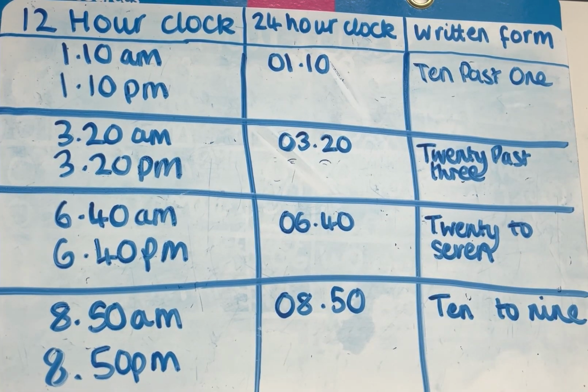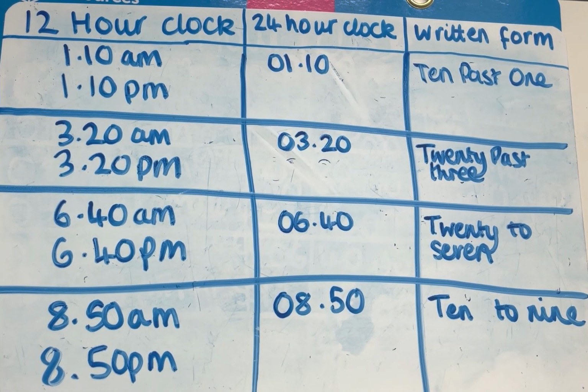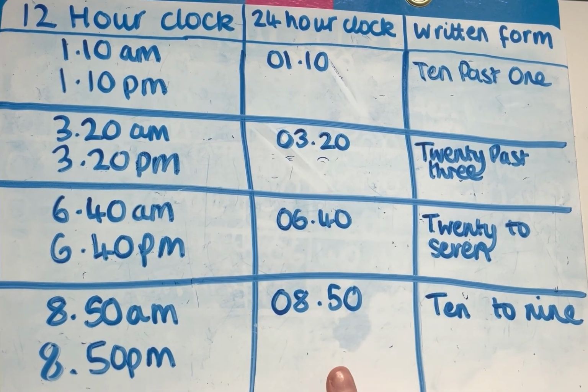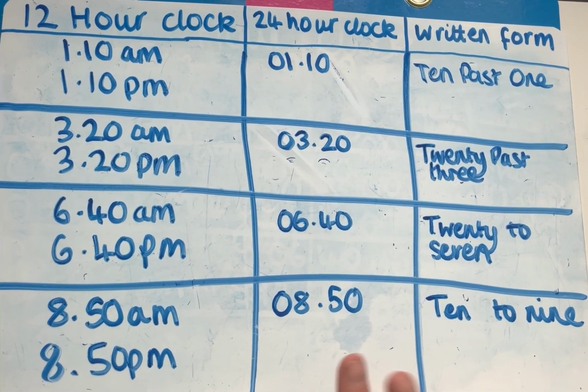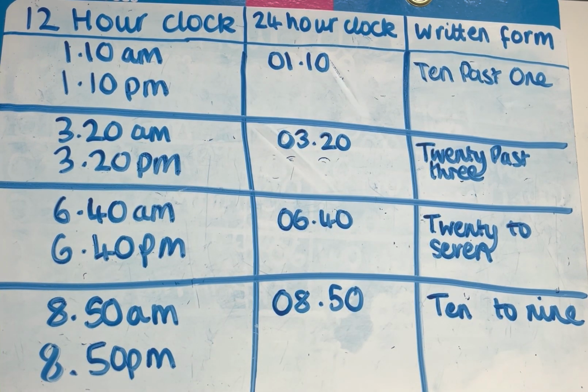Now, the written form would stay the same. So 1:10 in the morning would still be 1:10 in the afternoon. 3:20 in the morning would still be 3:20 in the afternoon. 20 to 7 in the morning would still be 20 to 7 in the afternoon. And 10 to 9 in the morning would be 10 to 9 at night. Now, the only ones that change is the 24-hour clock. So if you need to, you can watch the video again from yesterday to think about the 24-hour clock time. But I'm just going to give you the examples that would be in the afternoon.